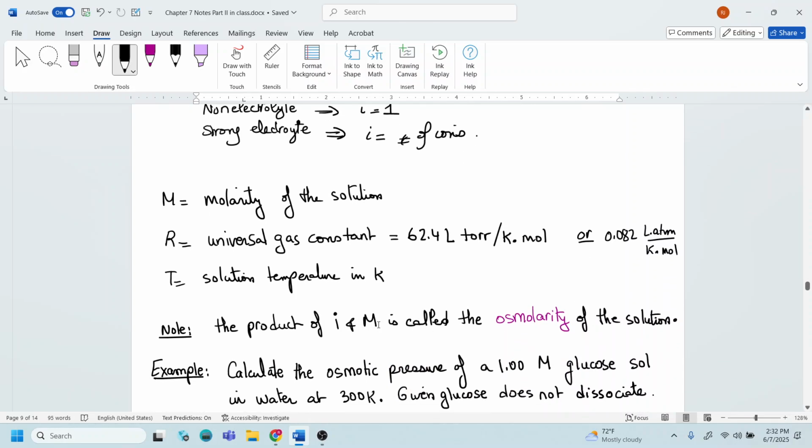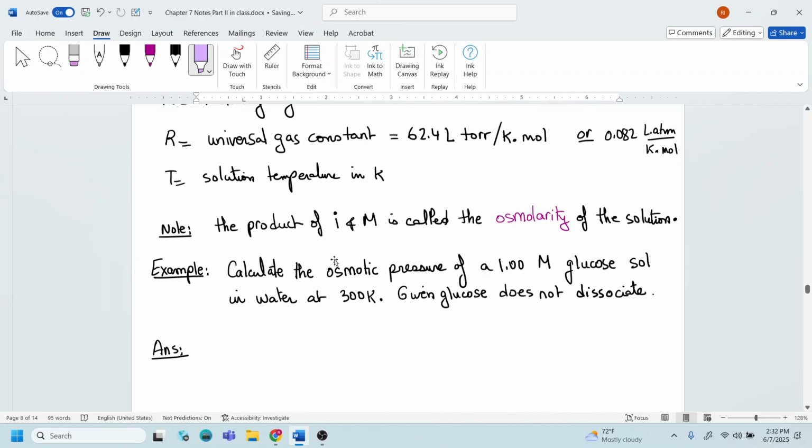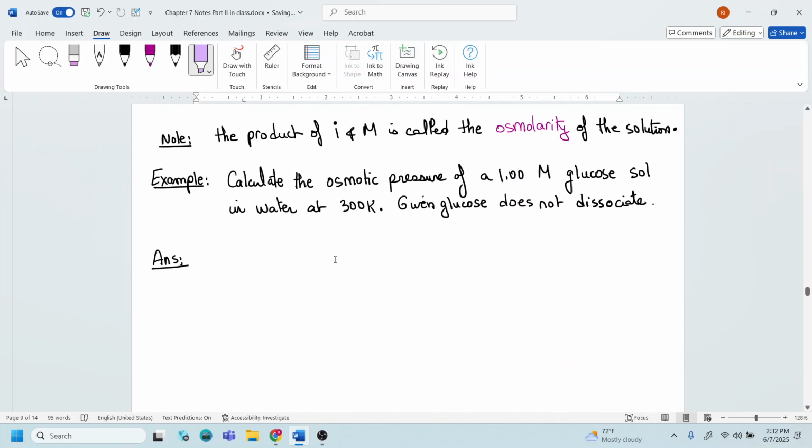The product of i and M is called the osmolarity. Sometimes if you look at the osmotic pressure equation, instead of giving you the concentration and the i, they just give you the osmolarity value. So this is the product of i times M. Let's have an example over here. So calculate the osmotic pressure.